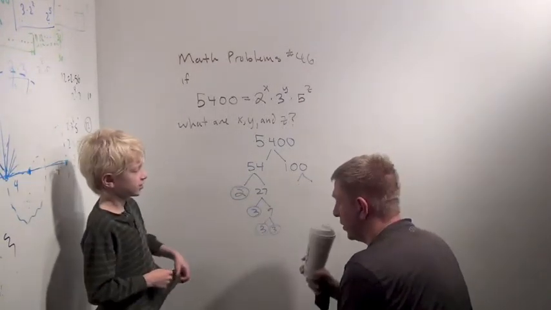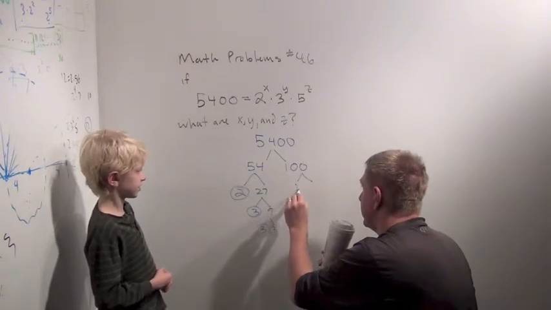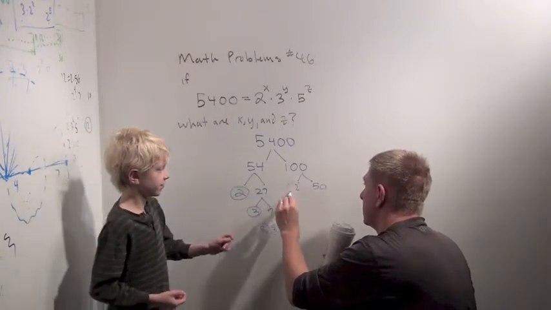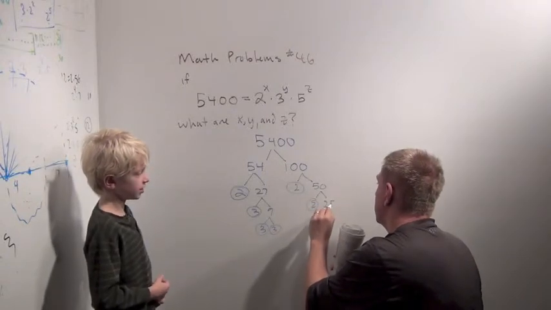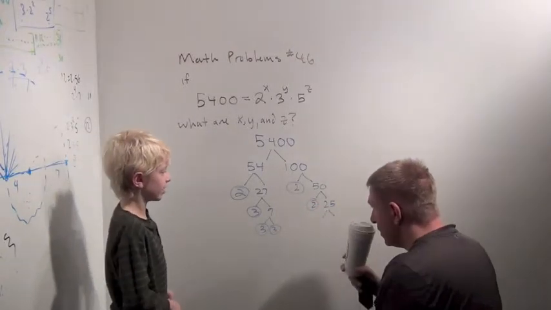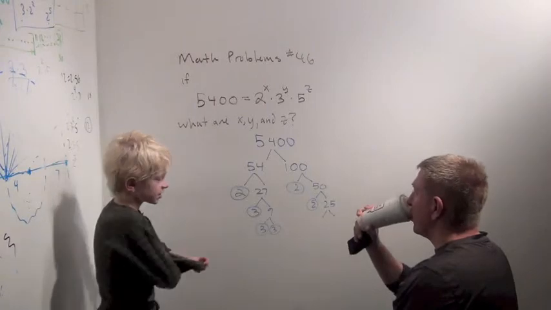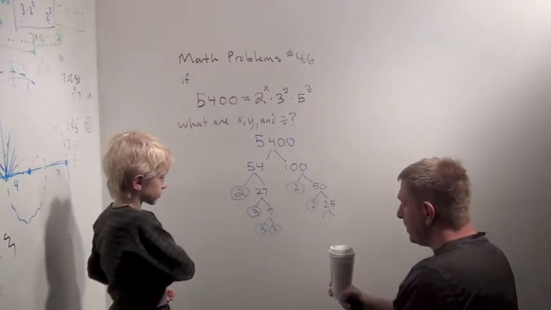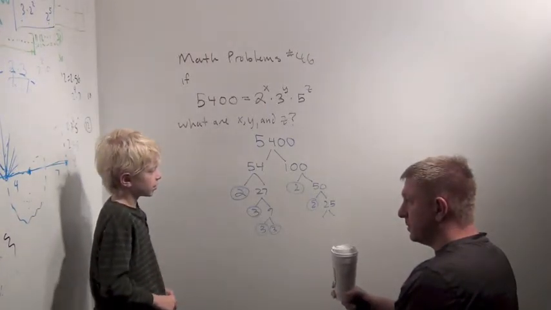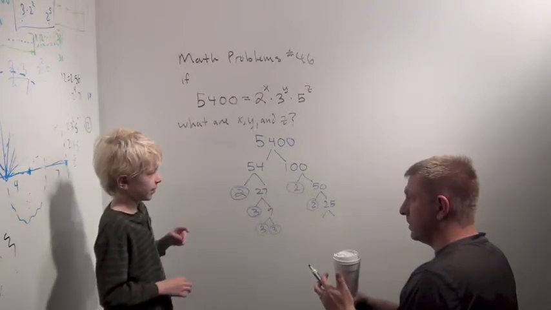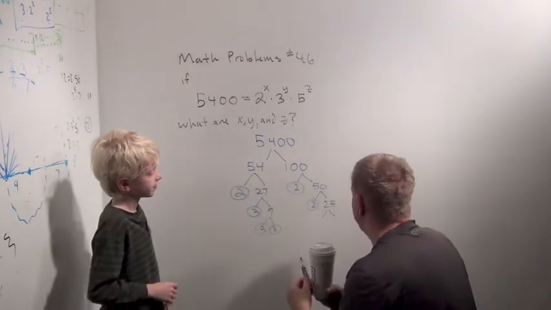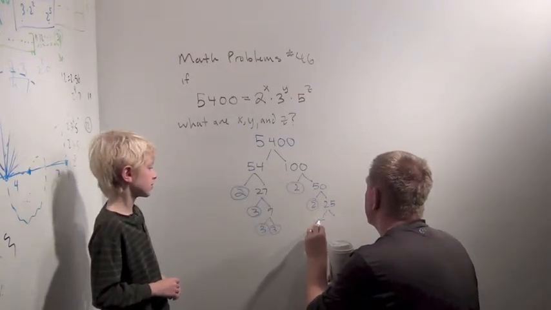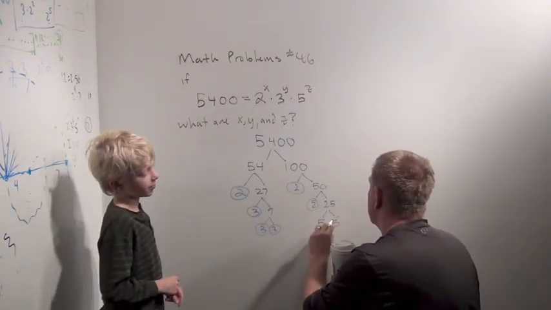How does 100 factor? It's 2 times 50. And 50 is 2 times 25. And let's see, is 25 prime? It's 5 times 5, which is 5 squared. And those are both prime.